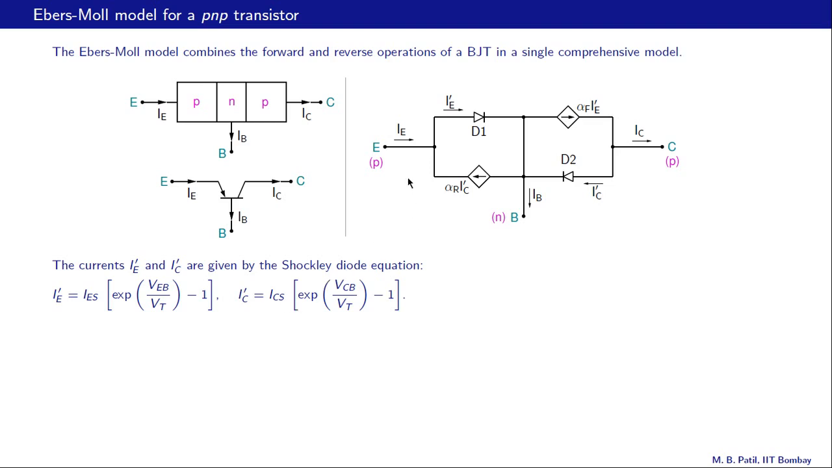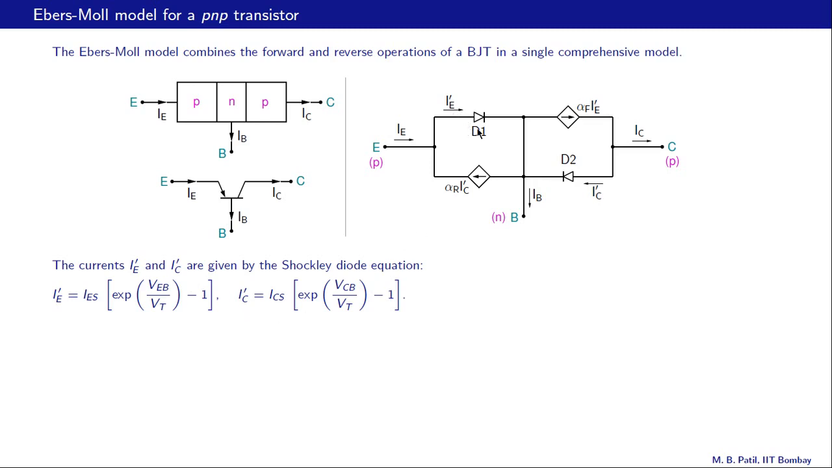Let's say we know VE, VB and VC, the three terminal voltages. Then we can calculate VEB as well as VCB. Once we know those voltages, we can calculate IE prime. This is just a number which is known for a given transistor. VT is the thermal voltage, about 25 millivolts at room temperature. So all of these things are known as soon as we know the terminal voltages. So we can calculate IE prime as well as IC prime.